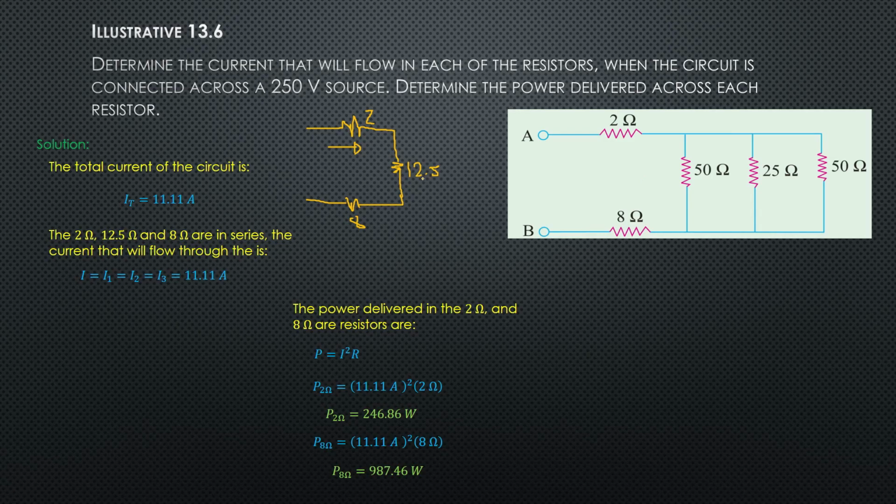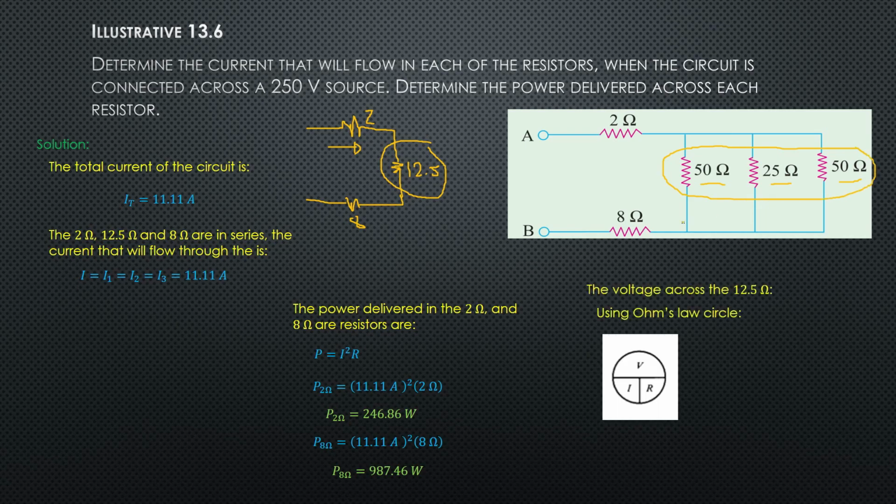Now, we will not solve the power across the 12.5 ohms. Why? We don't need the power delivered across this resistor because we are solving for the power delivered across the 50 ohms, 25 ohms, and the 50 ohms. So we can simply solve for the voltage drop across this resistor, and that voltage drop will be equal to the voltages across these three resistors because they are connected in parallel.